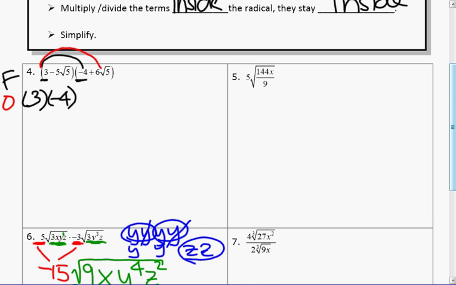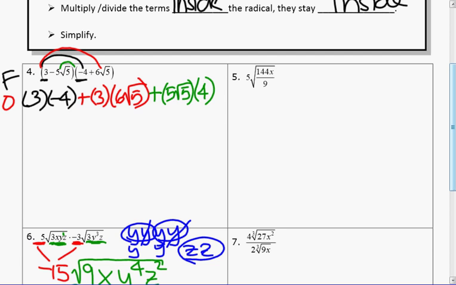3 times the 6 square root of 5. So we have, remember it's a positive times a positive, so we have plus here. And we have a 3 times 6 square root of 5. Then we have an inner, the two inner ones. So we have a negative 4 times a negative 5 square root of 5. We have a negative times a negative, so that makes it a plus. And then we're going to do 5 square root of 5 times 4.